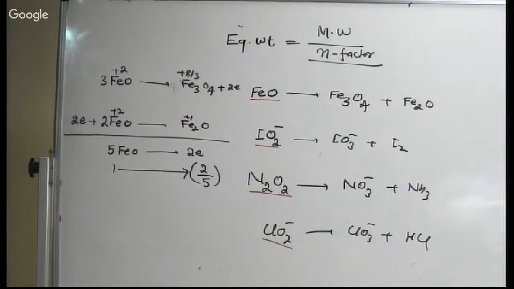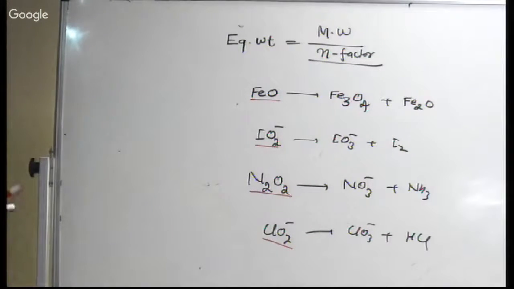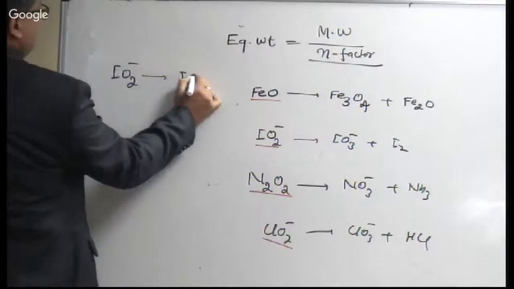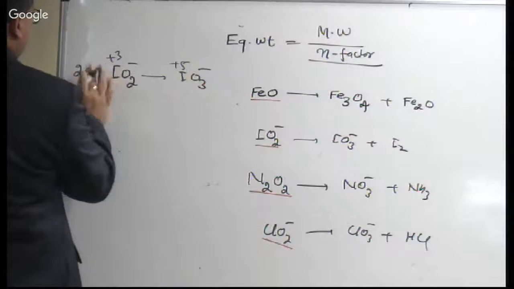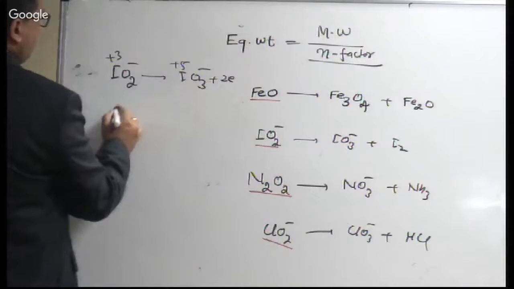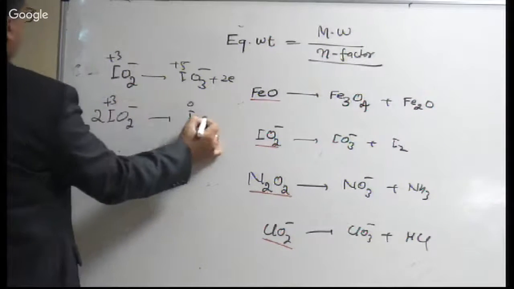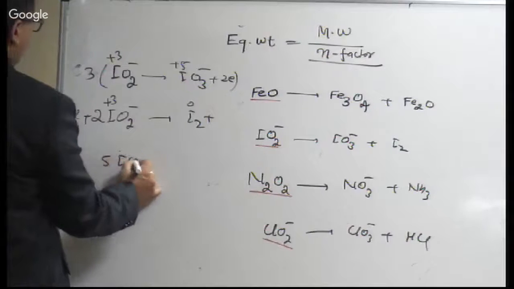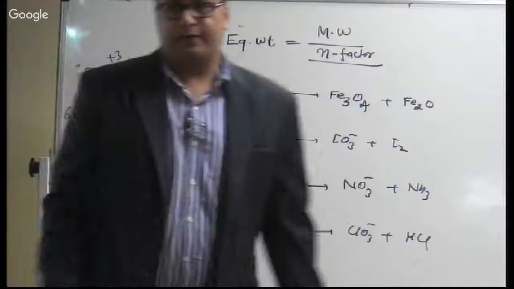Second, IO2 minus, what is the n factor of IO2 minus? 1. 1. 6 by 5.